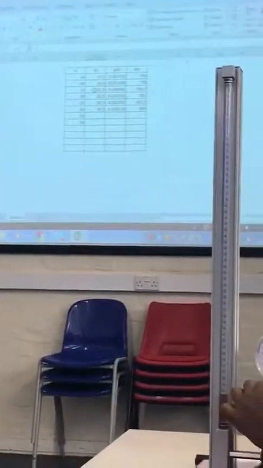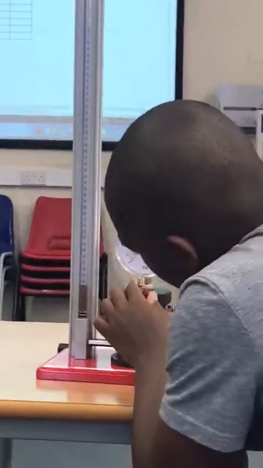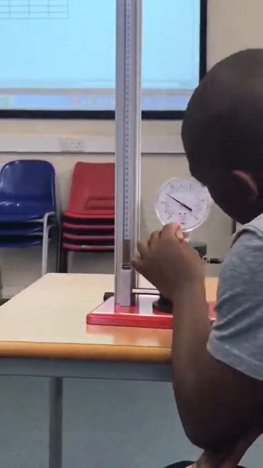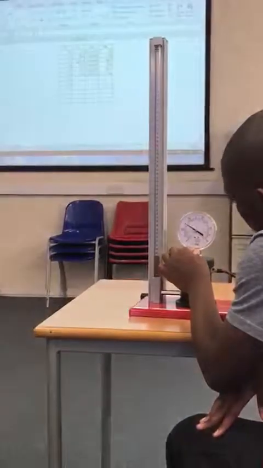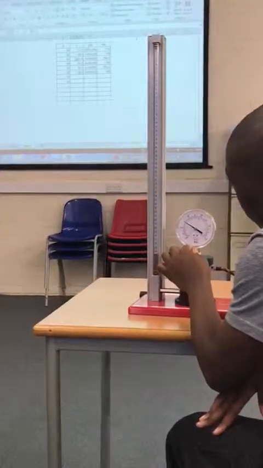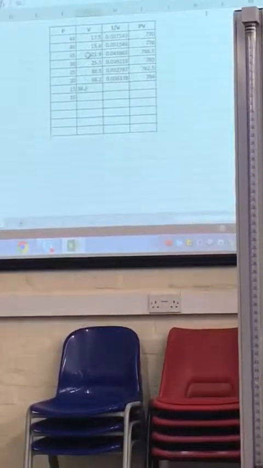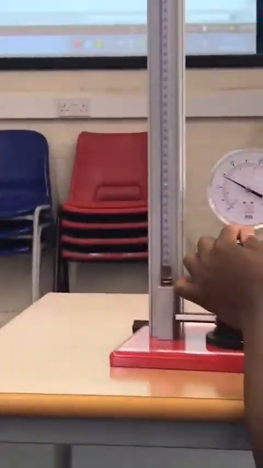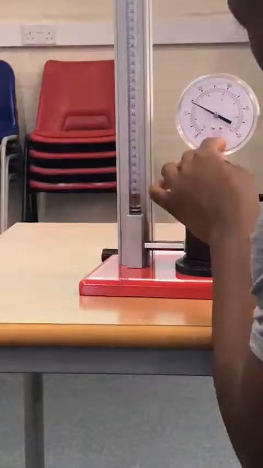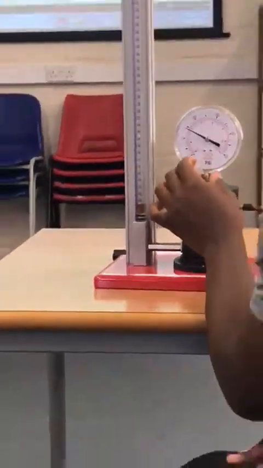To 15 psi: 50.5. Did you say 50? Yeah, 50.5. And then to 10 psi. It doesn't go down to 10. Okay, that's fine. Thank you very much.